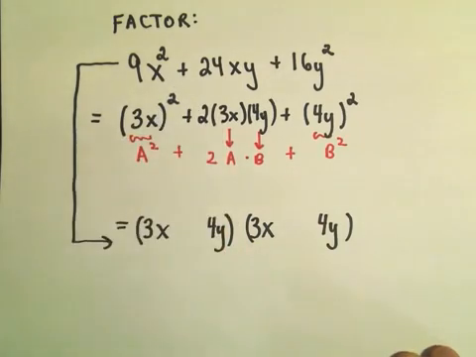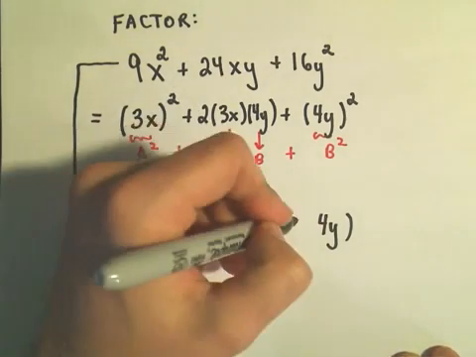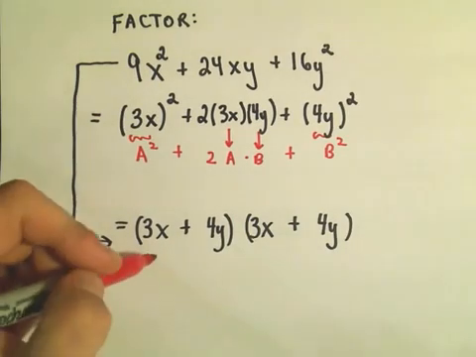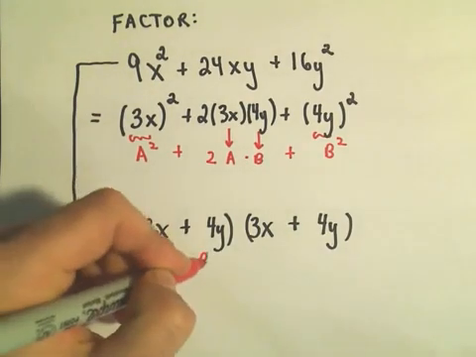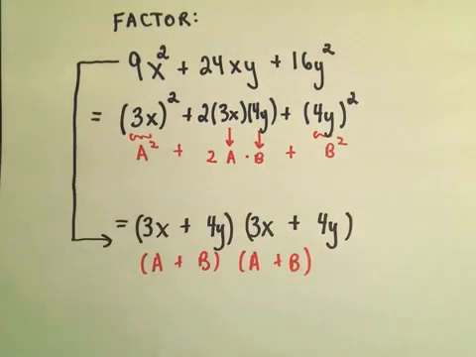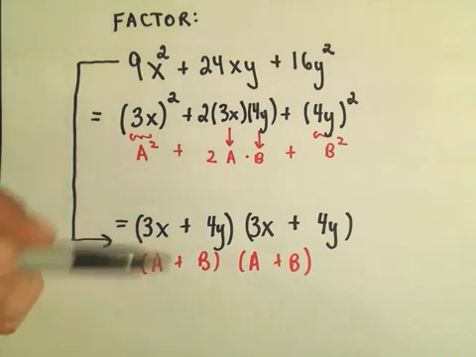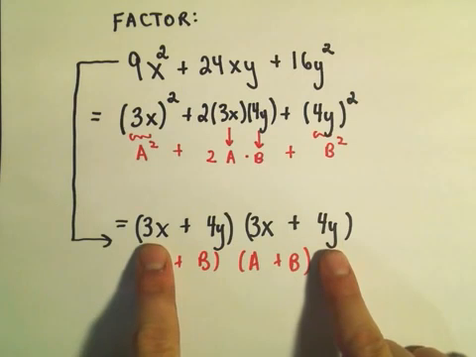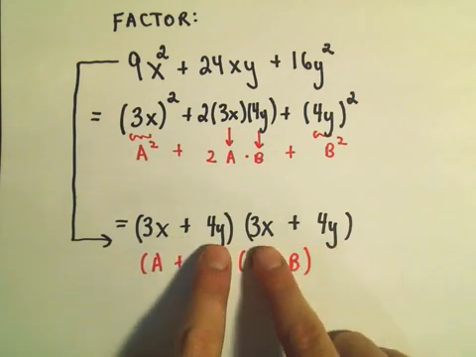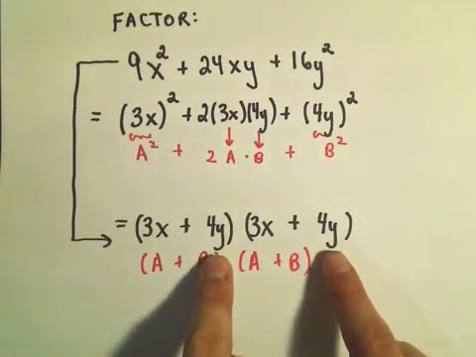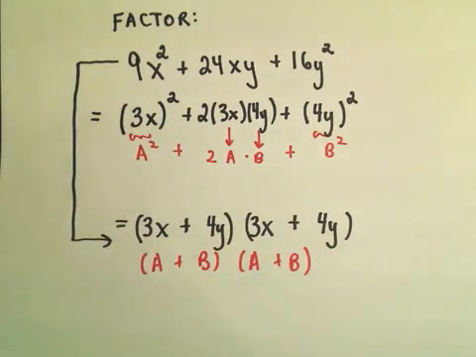And then I recognize that the sign in the middle is positive, which means I would need 2 positives in the middle. Which again says we now have a plus b times a plus b, just like we did a second ago in the general formula. And if you multiply this out, you'll get 3x and 3x is 9x squared. We'll get 3x and 4y, which is 12xy. On the inside, we'll get another 12xy, which gives us our 24xy. And then on the outside, we have our 16y squared, so we're done.